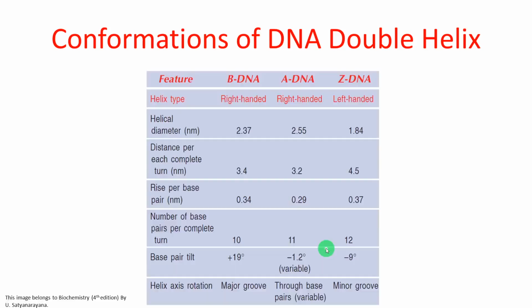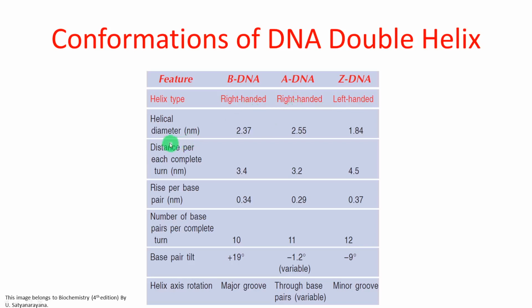Let us see. So here in this table, you can easily find out the difference between B DNA, A DNA and Z DNA. Firstly, if you consider the type of helical structure of these 3 DNA, B DNA has a right-handed helical structure, A DNA also has a right-handed helical structure, whereas Z DNA has a left-handed helical structure. It means here the twisting will happen in anti-clockwise direction, whereas in the first 2 cases the twisting will happen in clockwise direction.